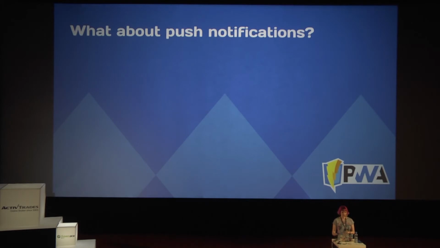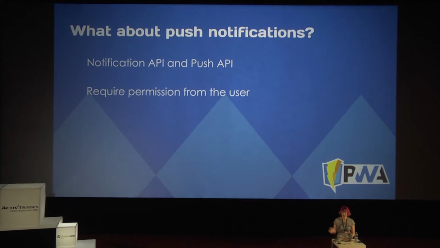So push notifications rely on service worker support, plus two other APIs, the notification API and the push API. The notification API is what's used to display the messages, and the push API to handle the push messages from the server. Yeah, in order to send push notifications, we have to get permission from the user first, which requires the notification.requestPermission call.